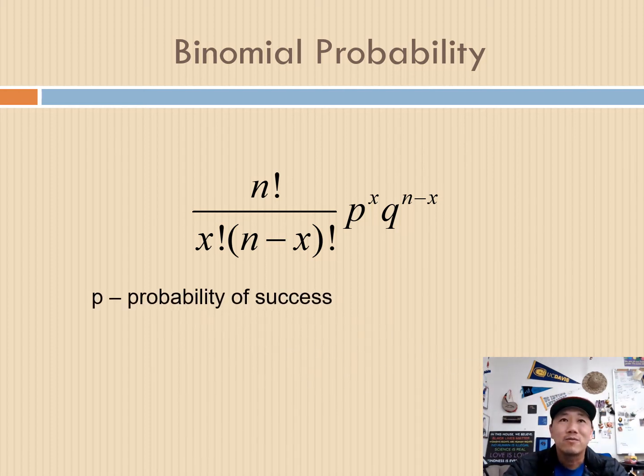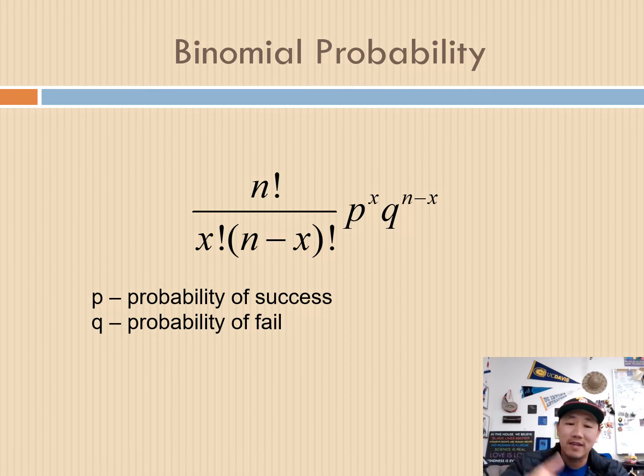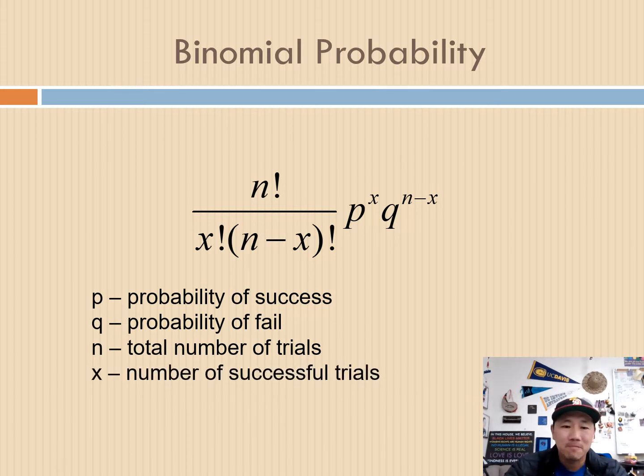All right, for probability, we're going to have the P stand for the probability of successes, the probability of what we want. The Q is the probability of failures. N is the total number of trials, so how many times we're going to do this. And then X is the number of successful trials, and so how many times we're going to do this that were successful or that what we wanted. All right, so that's what all the letters stand for in the formula.